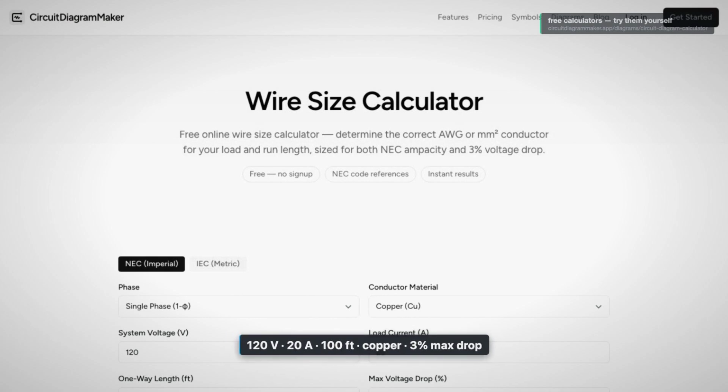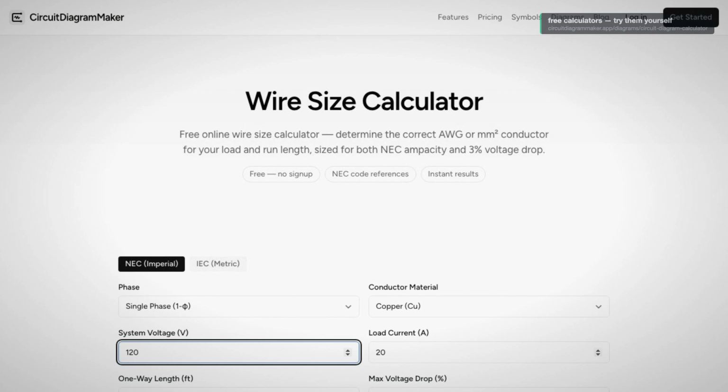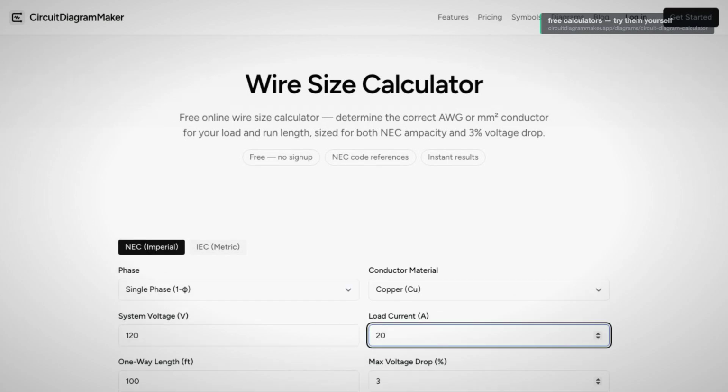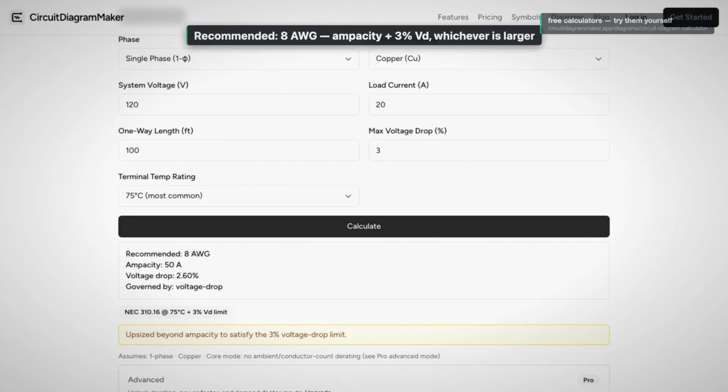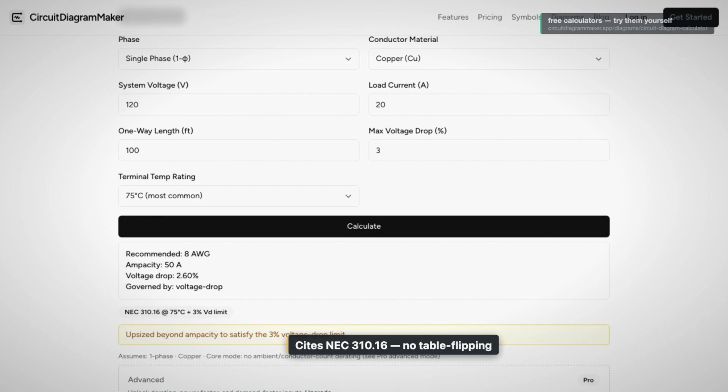Instantly, 8 AWG. Look at why. 20 amps alone would only need 12 gauge on ampacity, but over 100 feet, 12 gauge would drop too much voltage, so the calculator upsizes to 8 to stay under the 3% limit, and it says so in the warning. That's the formula doing 2 checks at once: ampacity from the NEC 310 table and the voltage drop limit, and taking the larger of the 2. It cites NEC 310.16 right there. No table flipping.